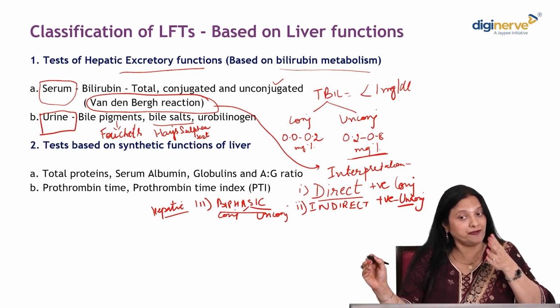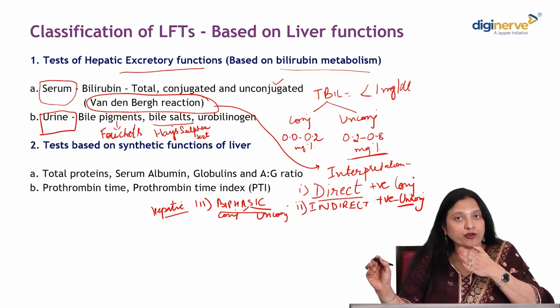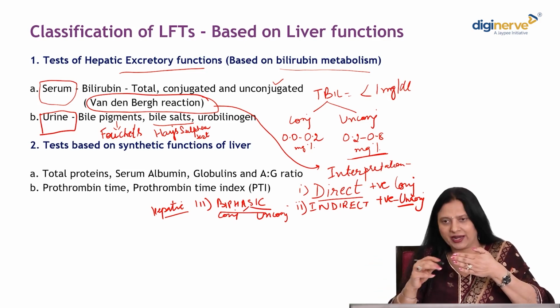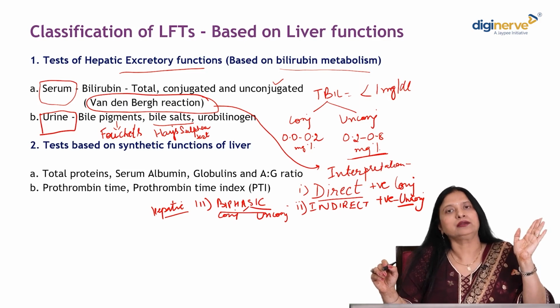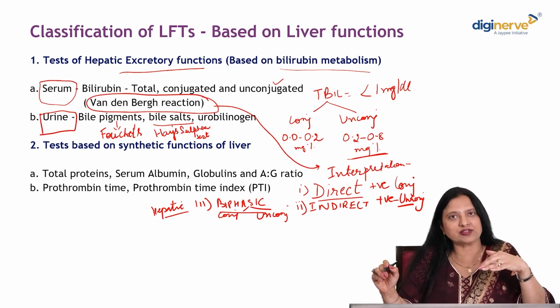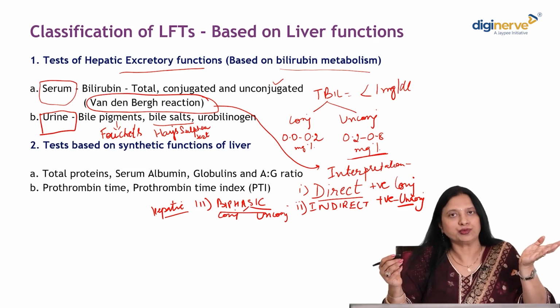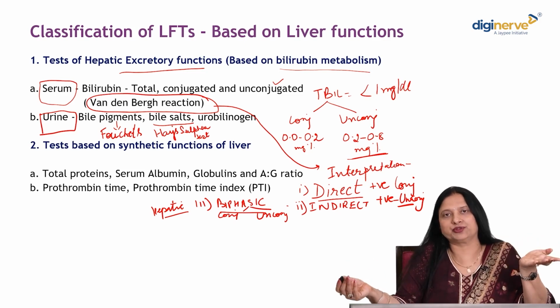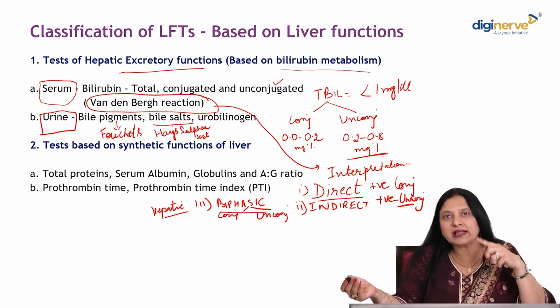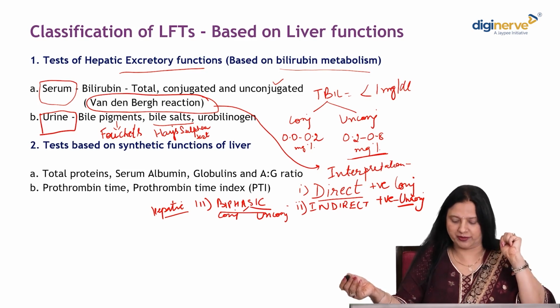However, if there is an obstruction to the flow of bile through any of these channels, what will happen? There will be a retrograde flow, and with the retrograde flow, bile salts will enter the blood and now they will go into the kidney because they are water soluble and get filtered and come into the urine. So again, when bile salts are positive, it indicates the presence of conjugated bilirubin.